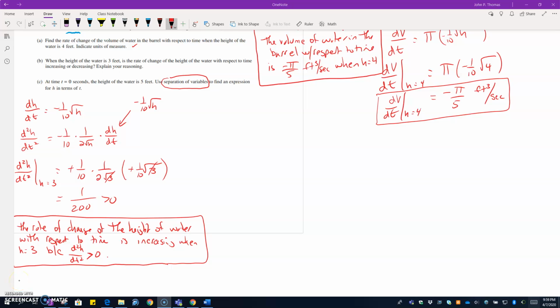All right, so here we go with part C. Part C says at time t equals 0 seconds, the height of the water is 5 feet. So right there they give me an ordered pair: when t equals 0, h equals 5. So I'm going to note that.